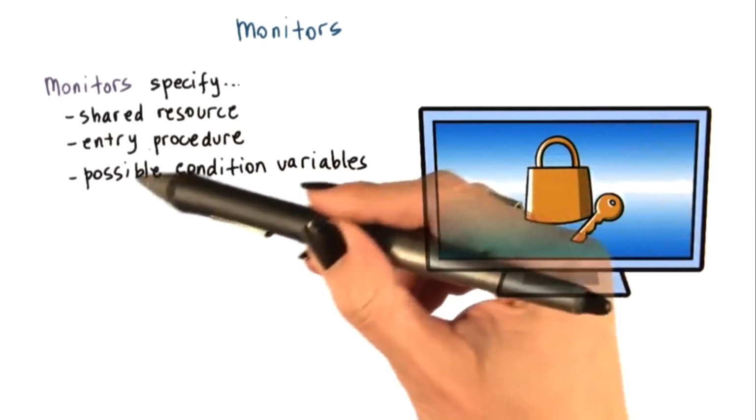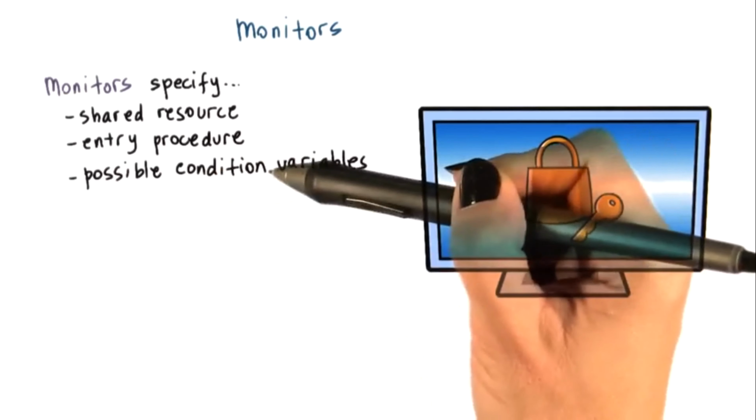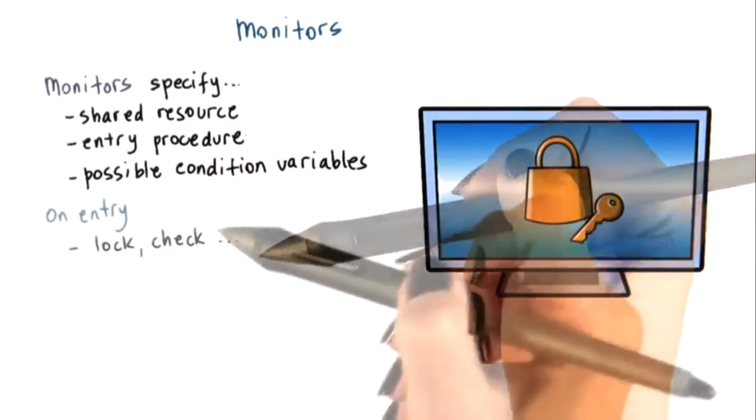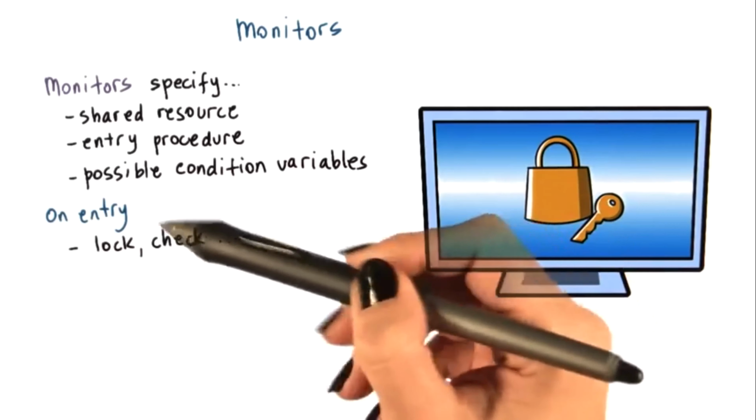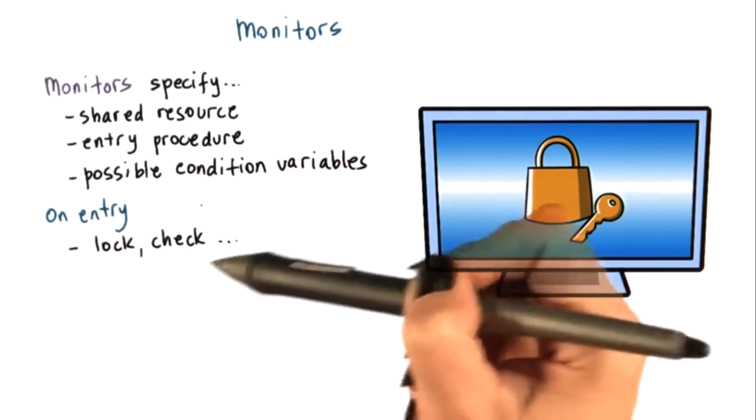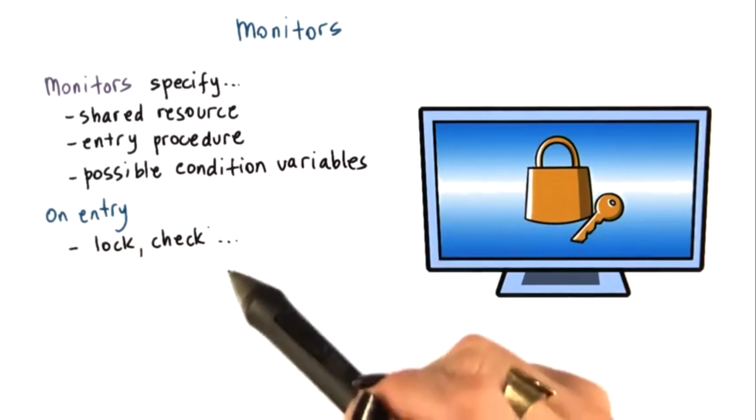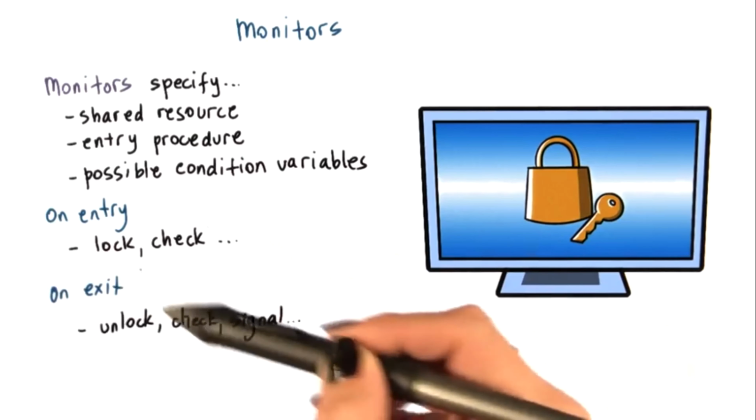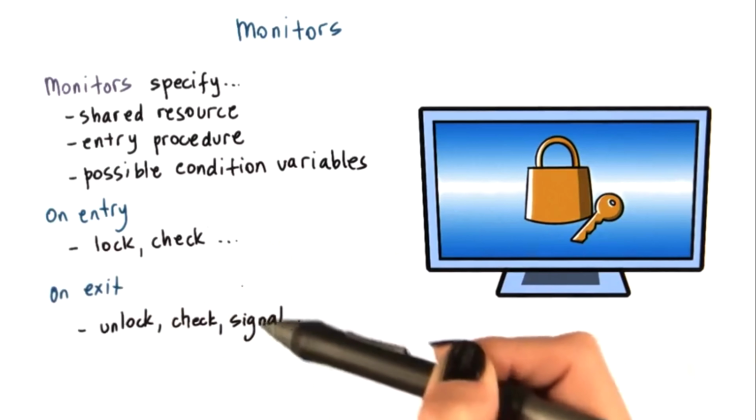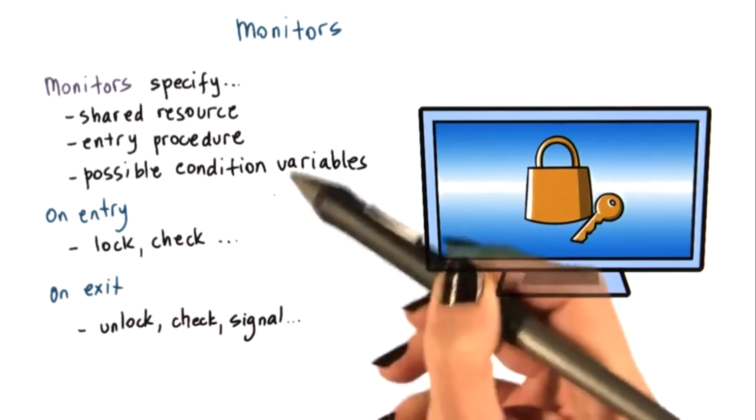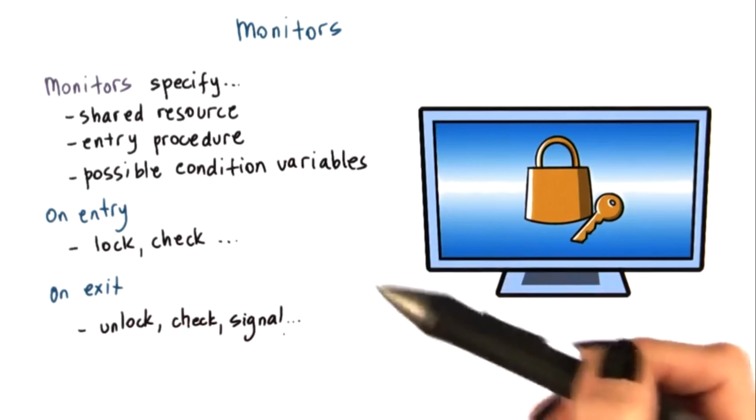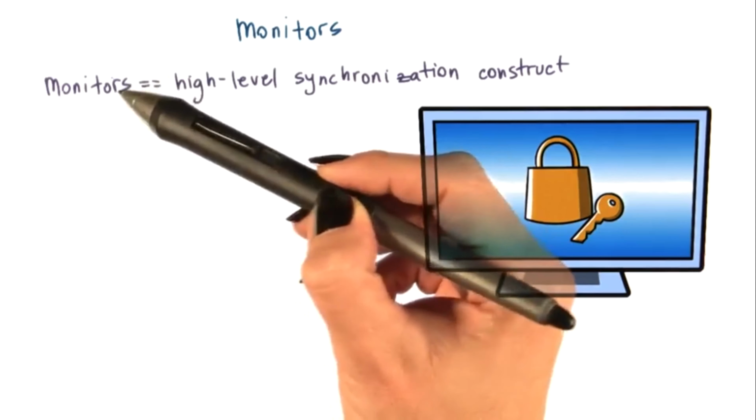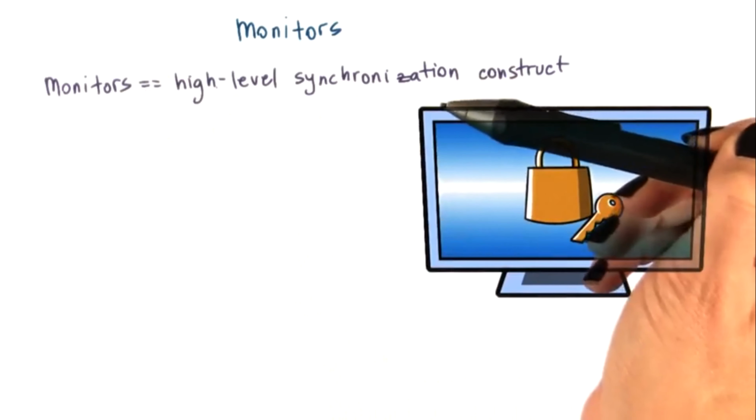And also, it would explicitly specify any condition variables that could potentially be used to wake up different types of waiting threads. When performing certain type of access on entry, all of the necessary locking and checking will take place when the thread is entering the monitor. Similarly, when a thread is done with the shared resource and it's exiting the monitor, all of the necessary unlock operations, checks, any of the signaling that's necessary for the condition variables, all of that will happen automatically, will be hidden from the programmer. Because of all of this, monitors are referred to as a high-level synchronization construct.